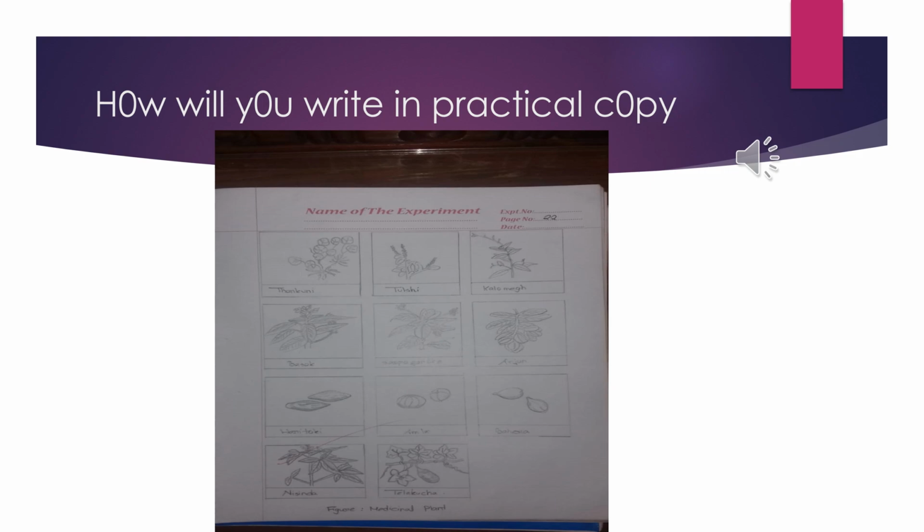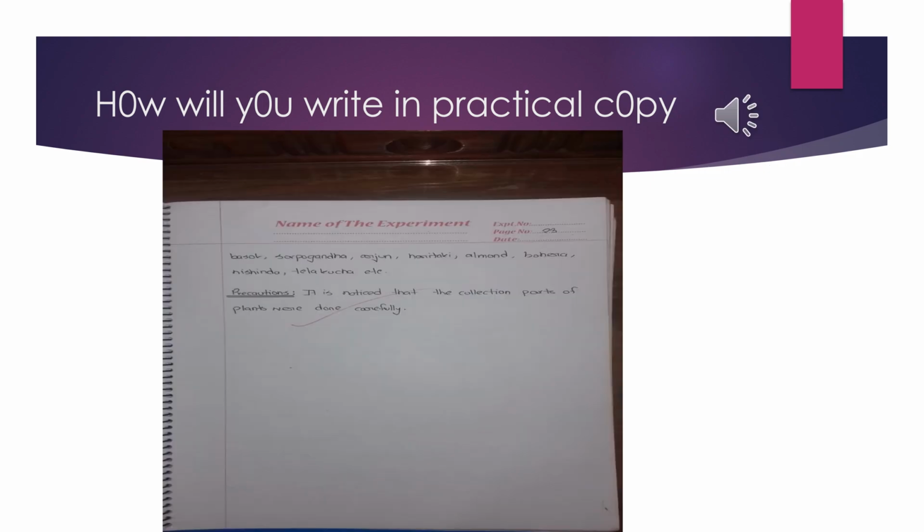Here we see the second phase of this experiment, where students draw all of the medicinal plants which we discussed before. That is Thankuni, Tulsi, Kalumegh, Bashok, Sarpagandha, Arjun, Bohera, Horitoki, Amluki, Nishinda, and Telakucha. And here is the last phase of this experiment, where students write only the precautions of this experiment.